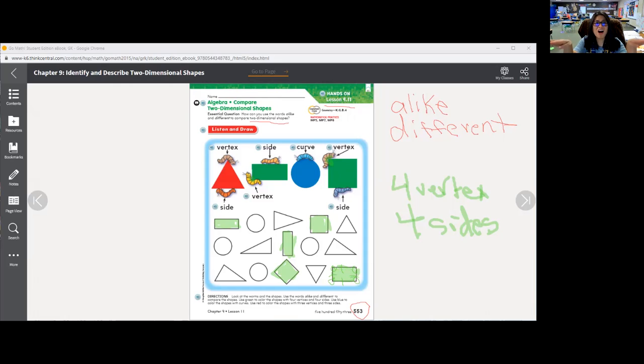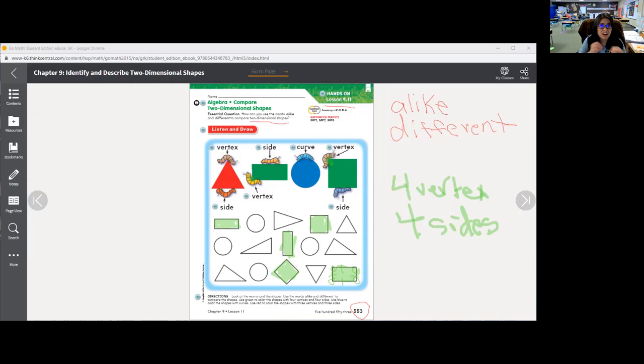So they are all alike. They are the same. Okay? Now the other ones are different. They are not the same. They're not alike like the other ones that have 4 vertex and 4 sides, because they might have different sides. They might have no sides. So they are different. But all the ones that we colored green are alike. That means that they are the same because they have 4 vertex and 4 sides.